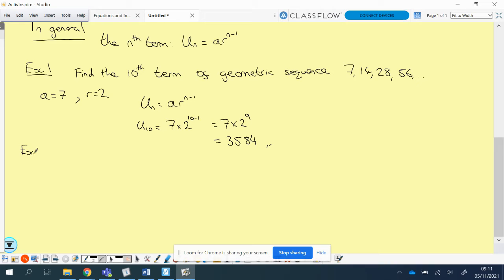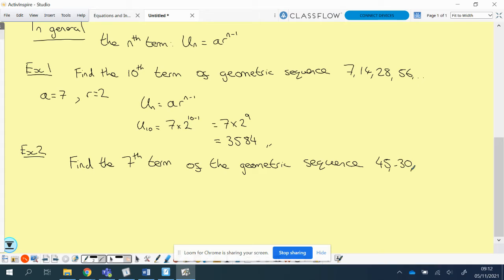Let's look at a second example. Find the 7th term of the geometric sequence 45, minus 30, 20, minus 13 and a third.